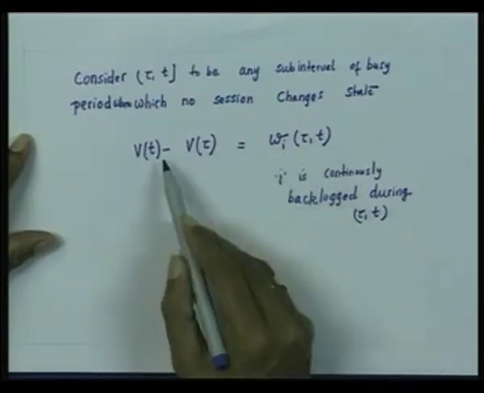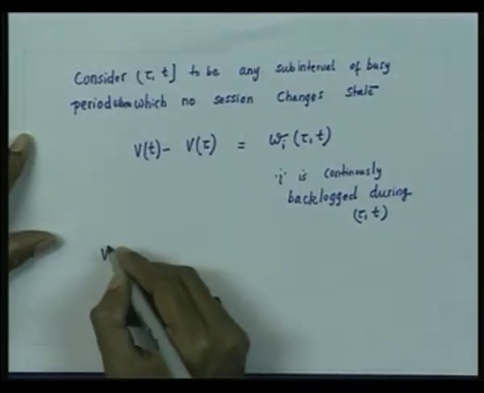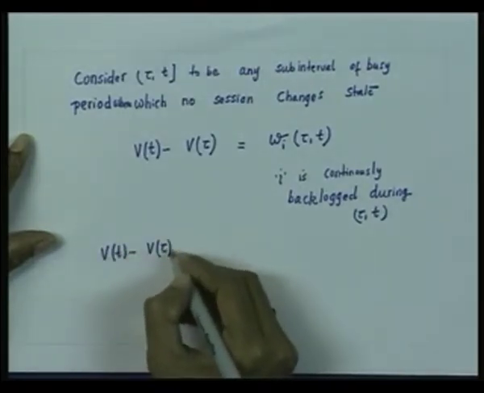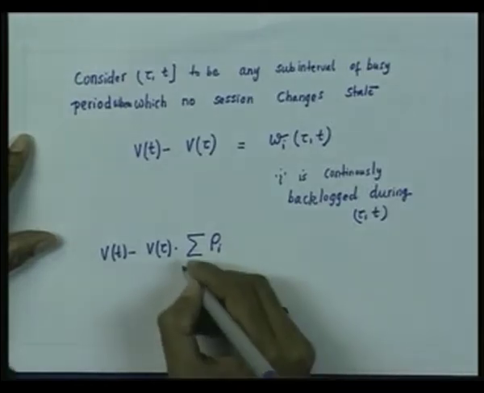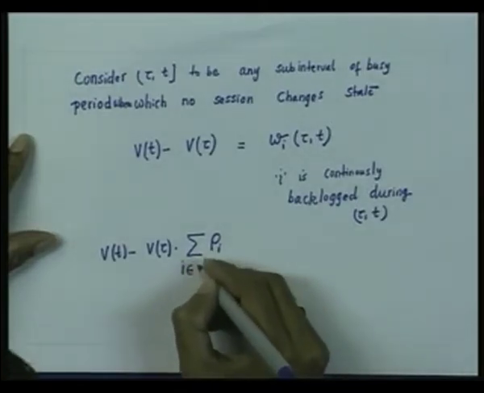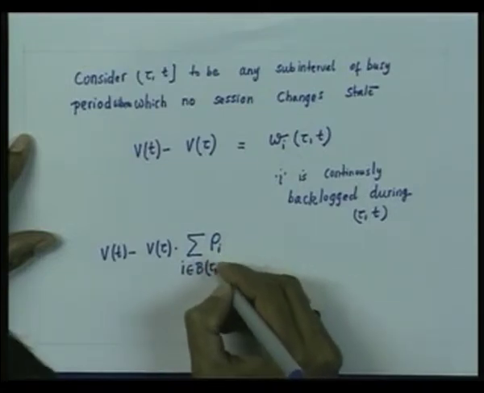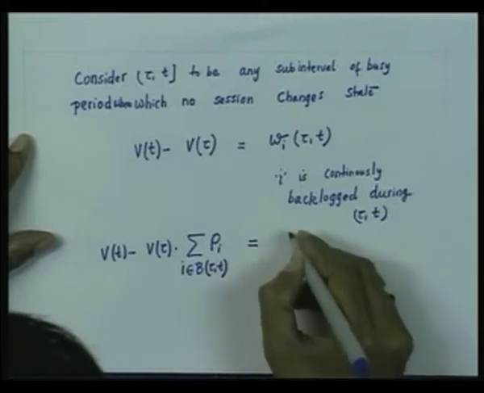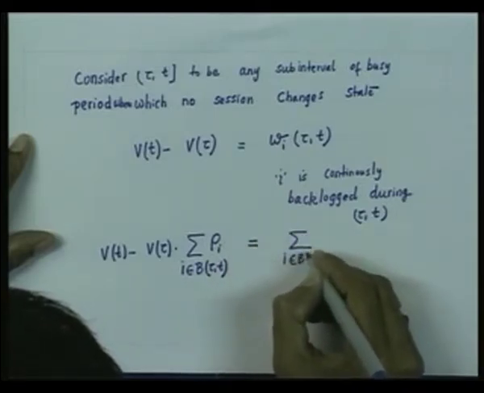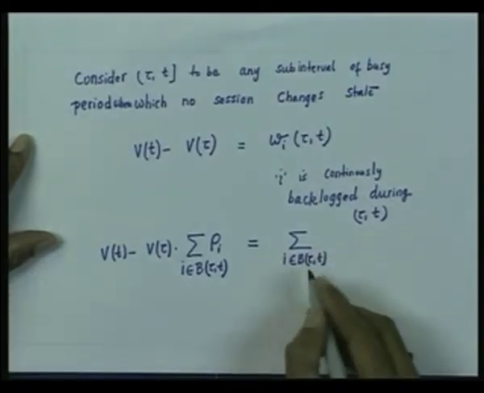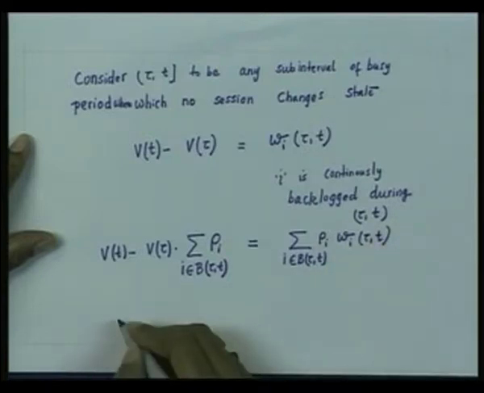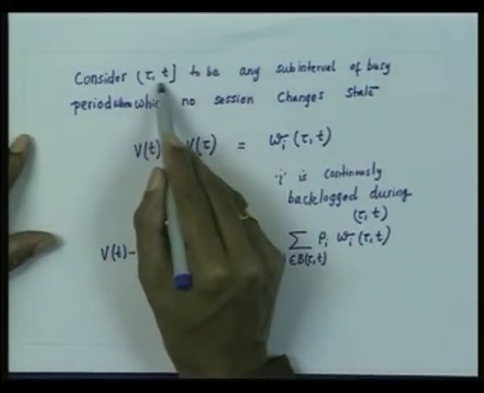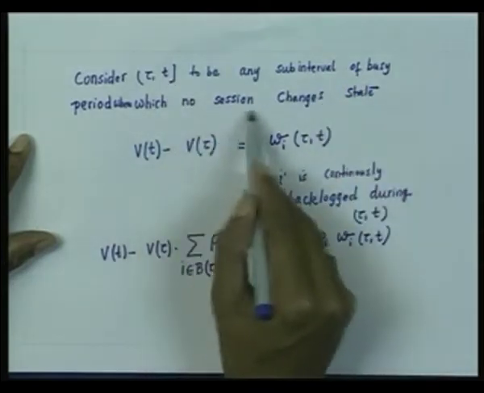So now multiply both sides by rho i and sum over all the sessions which are backlogged during this interval. So we multiply by rho i and then sum it over all such i which are backlogged during the interval tau to t. If we do this, then this becomes the sum over i belonging to B(tau, t), where B(tau, t) is the set of all sessions which are backlogged during the interval tau to t, of rho i W_i(tau, t). Now we have considered this interval tau to t to be an interval where no session changes states.